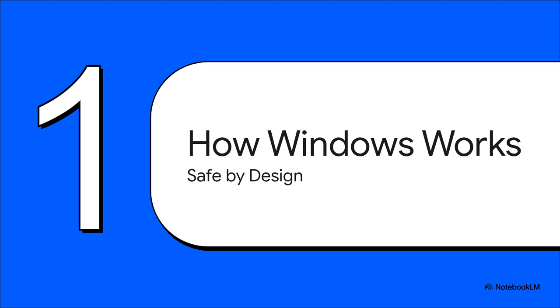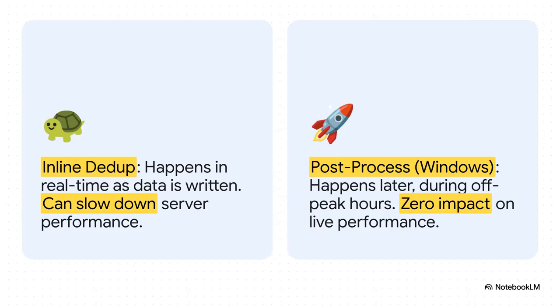You see, not all deduplication systems are created equal. And the way Windows does it is specifically designed to have basically zero impact on your users and your live applications. And this slide really shows you the critical difference. Some systems do what's called inline deduplication. This happens the moment data is being written, which sounds good, but it can actually slow down your server's performance.